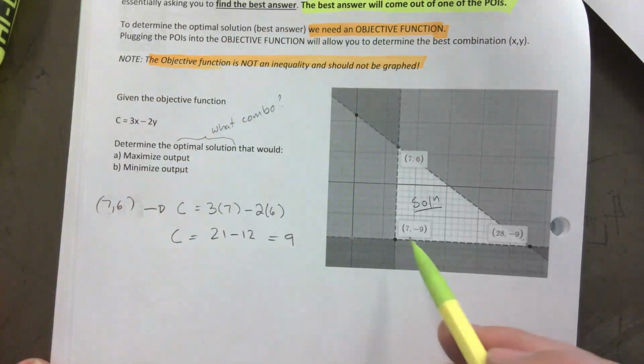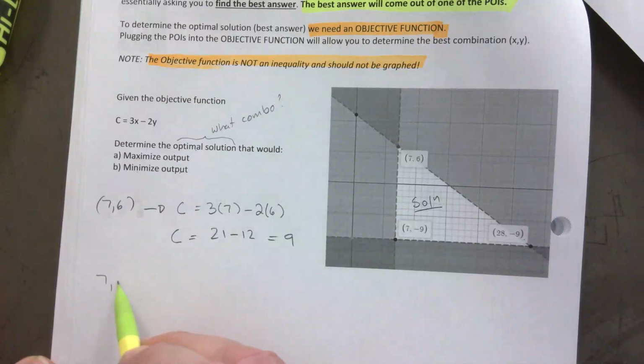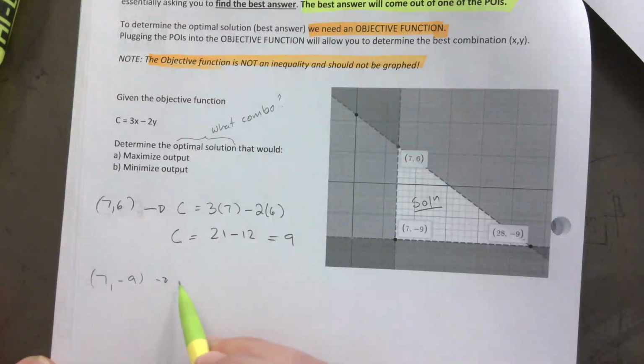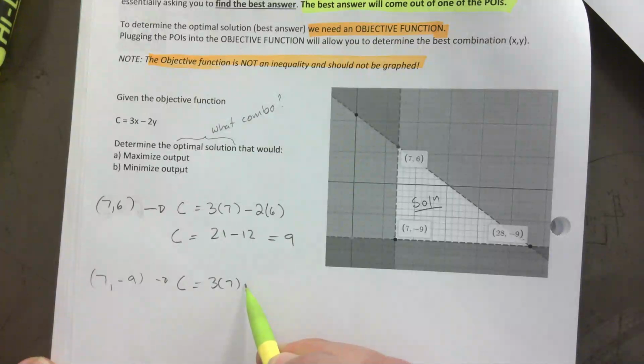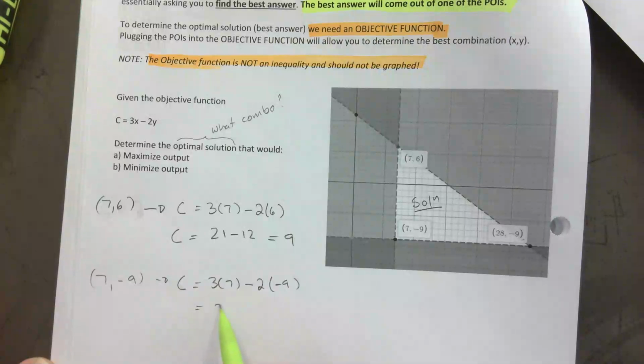Then you grab the next one in no particular order. I'm going to grab 7, negative 9, and plug it in. C is equal to 3 times 7 minus 2 times negative 9. 3 times 7 is 21, and that's going to end up being positive 18. Okay, and that gives me 39.